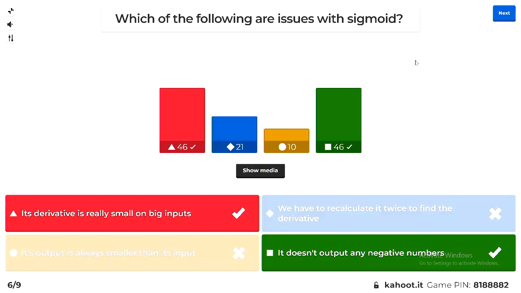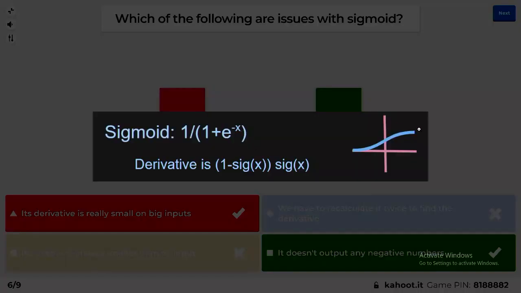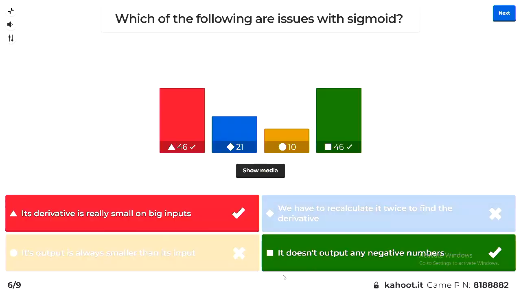So, yes, if we have a very big input going into sigmoid, if it's high magnitude positive or negative, we see that it flattens out, which means that its derivative goes towards 0. This is an issue because when we go to take the derivative of it, it is close to 0, which ends up causing our gradient to be close to 0, which means that we don't learn very quickly. We don't like that. Secondly, it doesn't output any negative numbers.